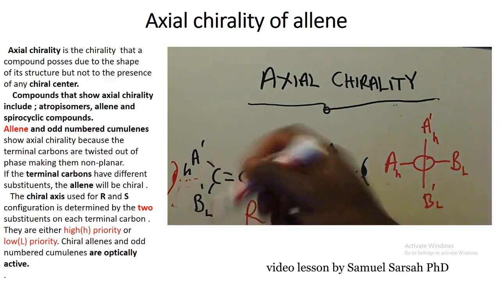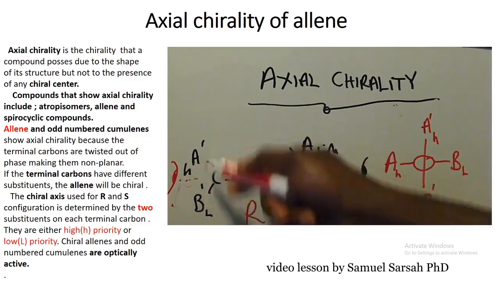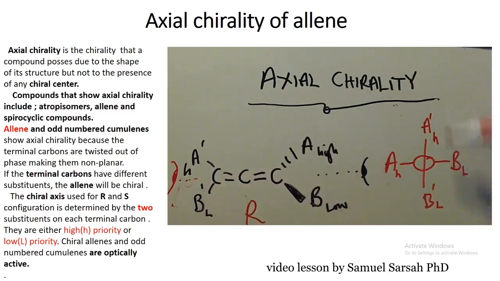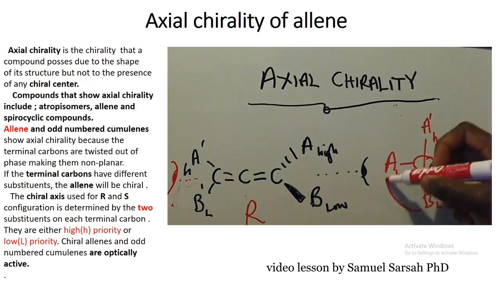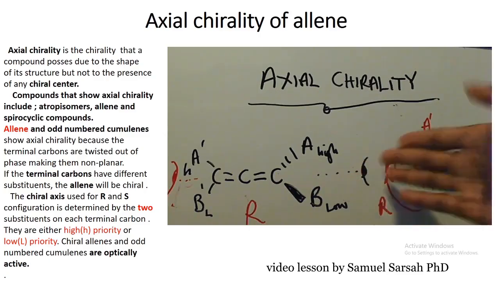Since instead of looking at the molecule from this side, I saw A prime and B prime first, that's why I need to start at A prime and B prime. Which one is lower priority? Of course, I know that is B prime. Now look at A and B. Which one is high priority? So in this case, I have to go from B prime to A, and that is still clockwise. So this is R, and that's the same as we got by looking at the molecule from here.